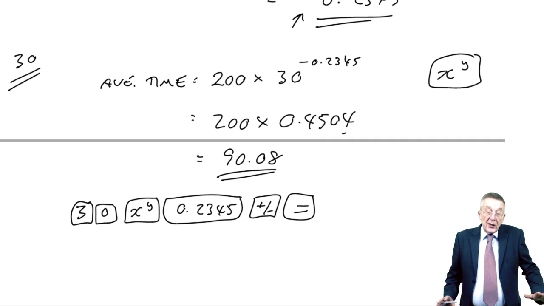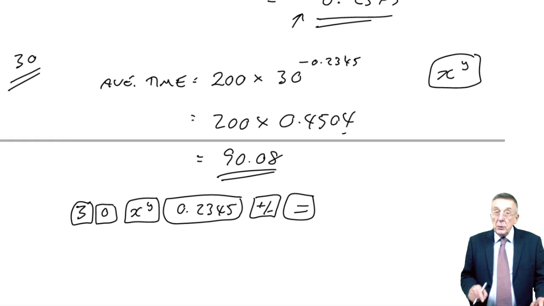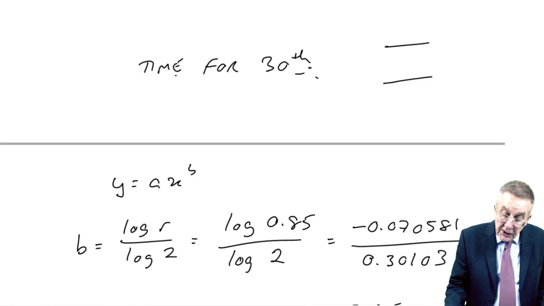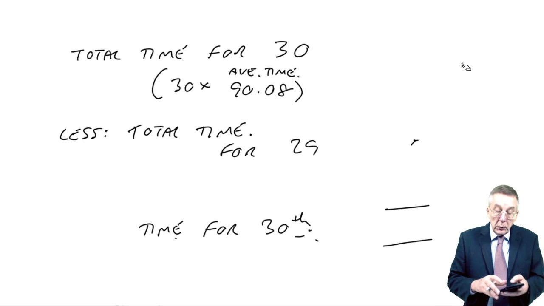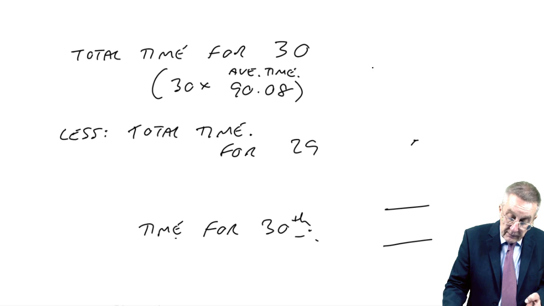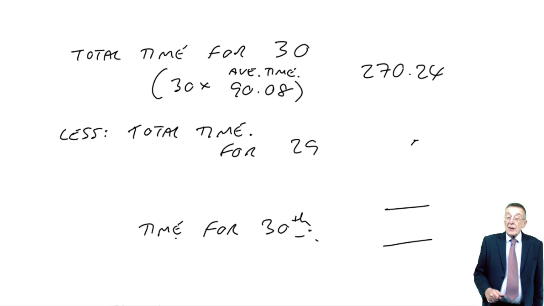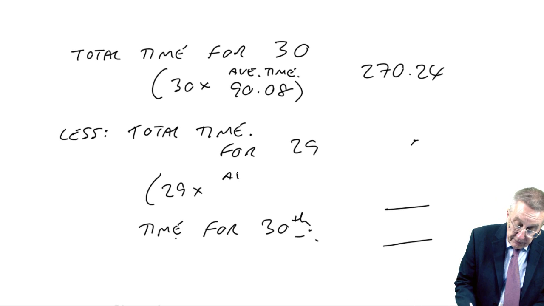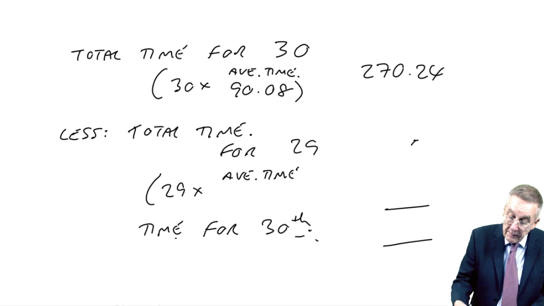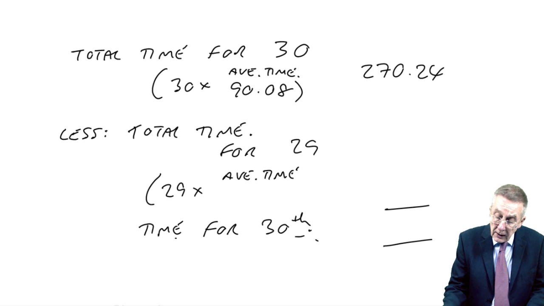Now be careful again, some people get so excited that they've got that far, they forget what it is. That's the average time per unit if we make 30. So the total time for 30 will be 30 times that. The total time for 30, therefore, 270.24. But of course, I also need the total time for 29. That'll be 29 times the average time for 29. So we do it all over again. But in fact, when you've done it once you've got it, it's actually very quick.